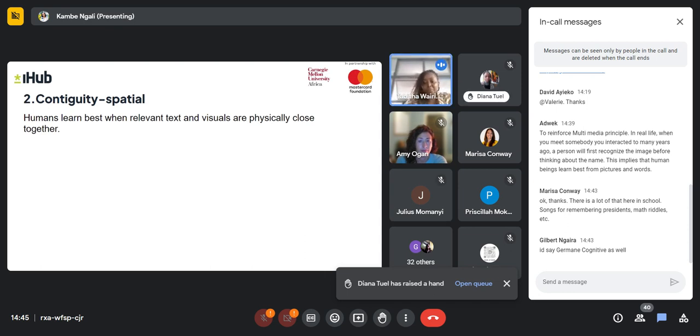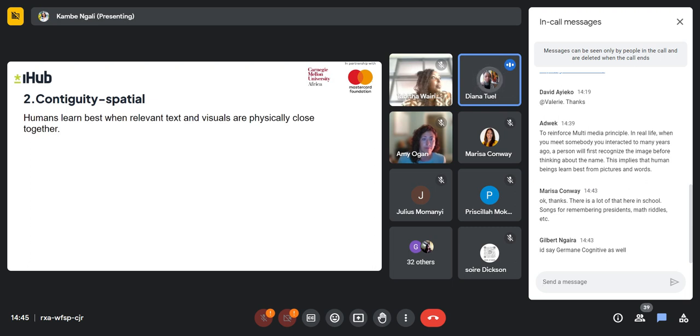Okay, Diana, go. To add on what Julius just said, when creating our content, we ensure that the text is close to whatever is being described at that moment. For example, if I'm giving a description of a certain image, it should be close to that image, or even the feedback should come immediately after whatever we are being asked. So the way I understand it, it's about how the text is brought closer, or immediate feedback attached to the task.